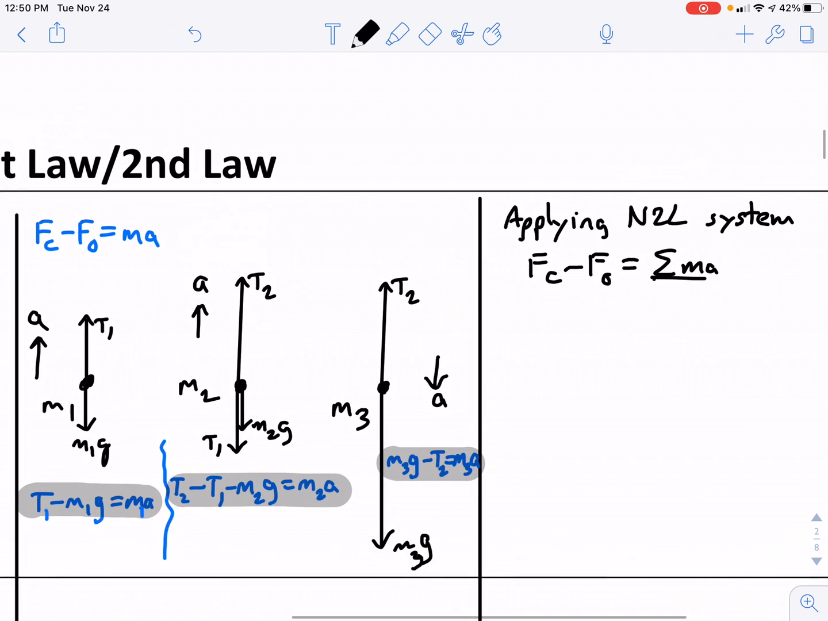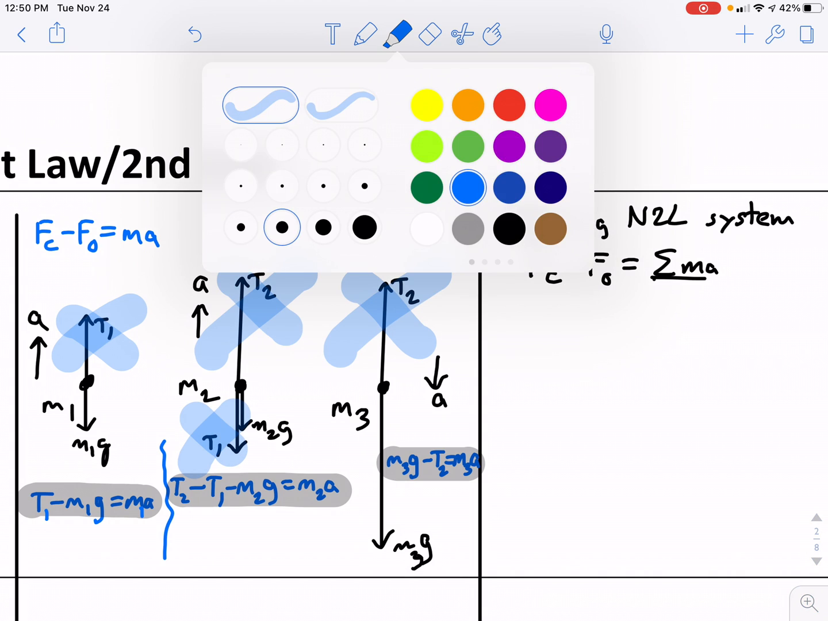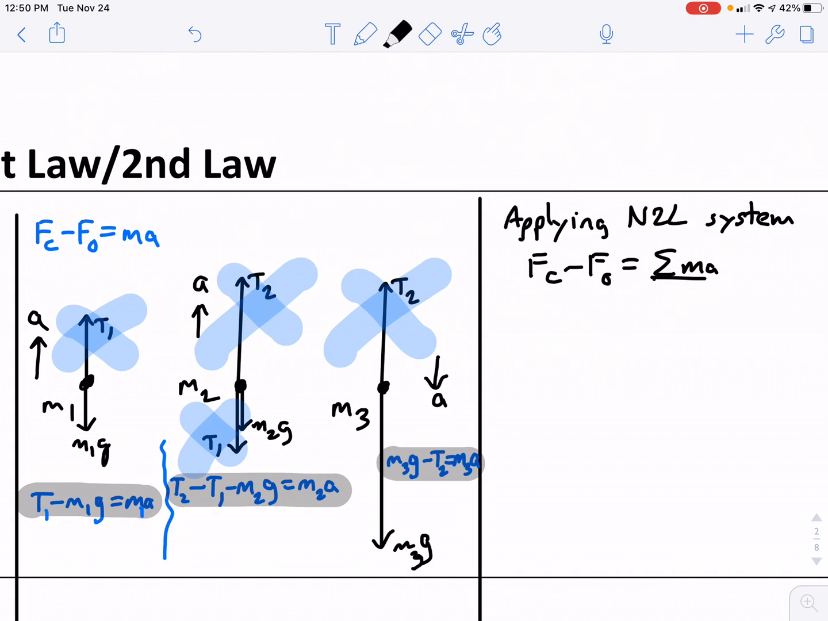When we do this, recall we are going to neglect any tension that connects two masses. So I'm going to neglect this tension and this tension because they will algebraically cancel. And I will also neglect tension 1 and tension 1. What that leaves us with, ladies and gentlemen, is weight, weight, and weight. Those are the only things that will be causing forces and opposing forces.